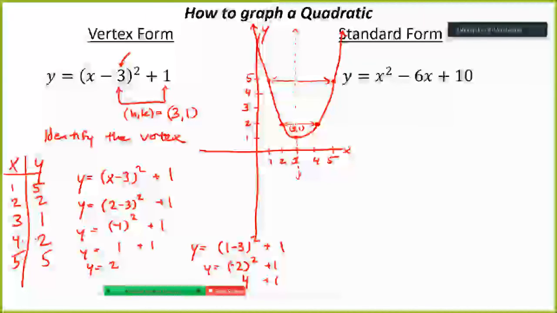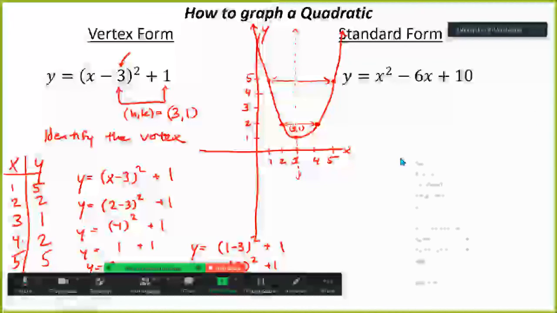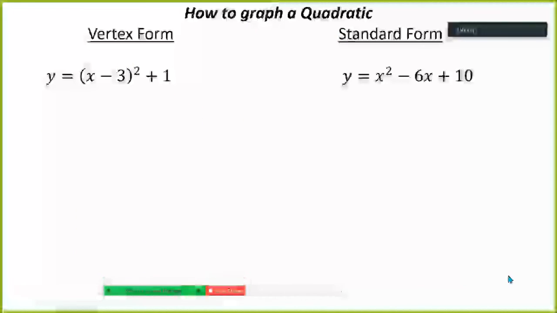Okay, now I'm going to delete what I've got on here. I'm running out of space. Now, what we're going to do for standard form, remember, it's going to be the same picture that we just made. We should get the same thing. We should have a vertex at 3, 1. And then it'll face up like we saw last time.